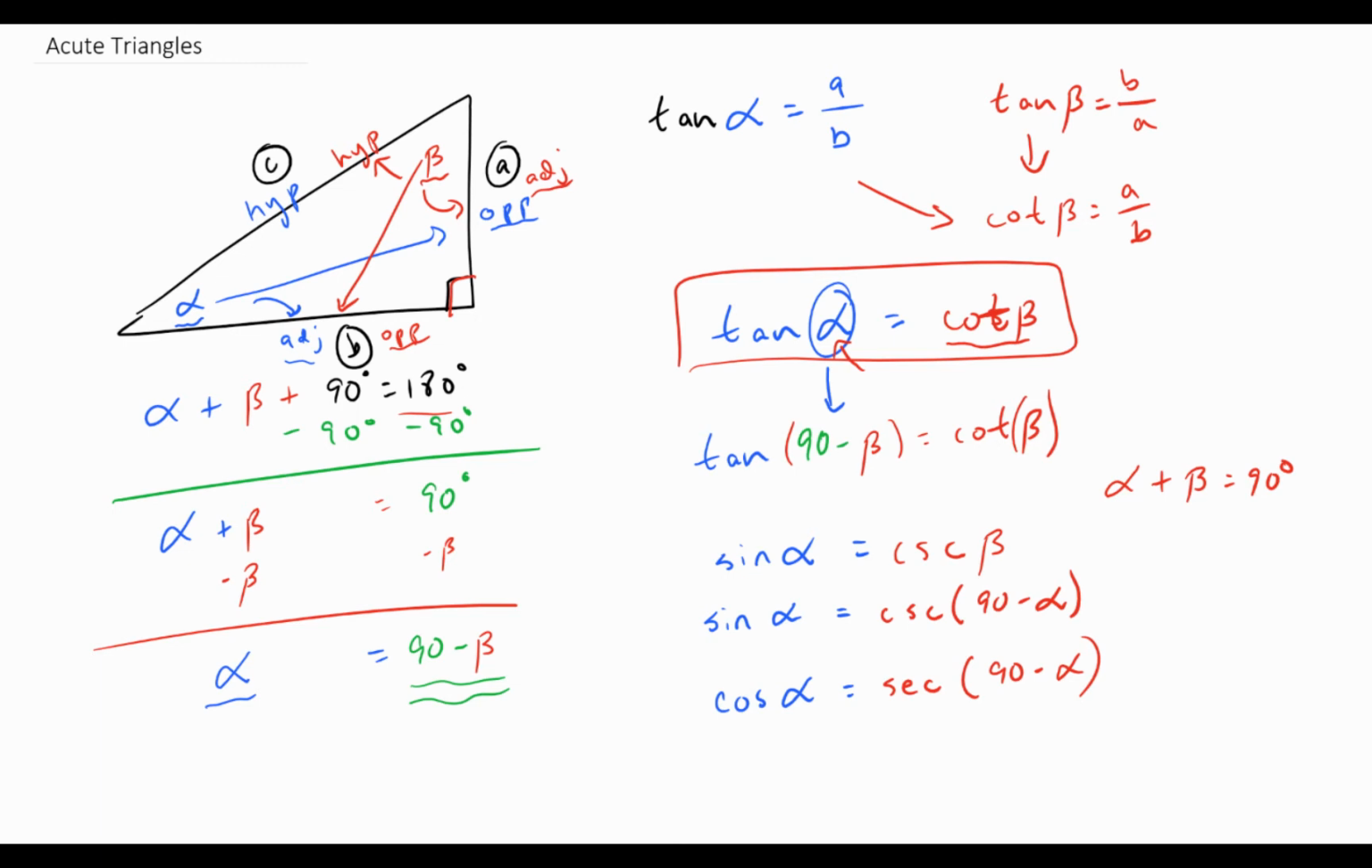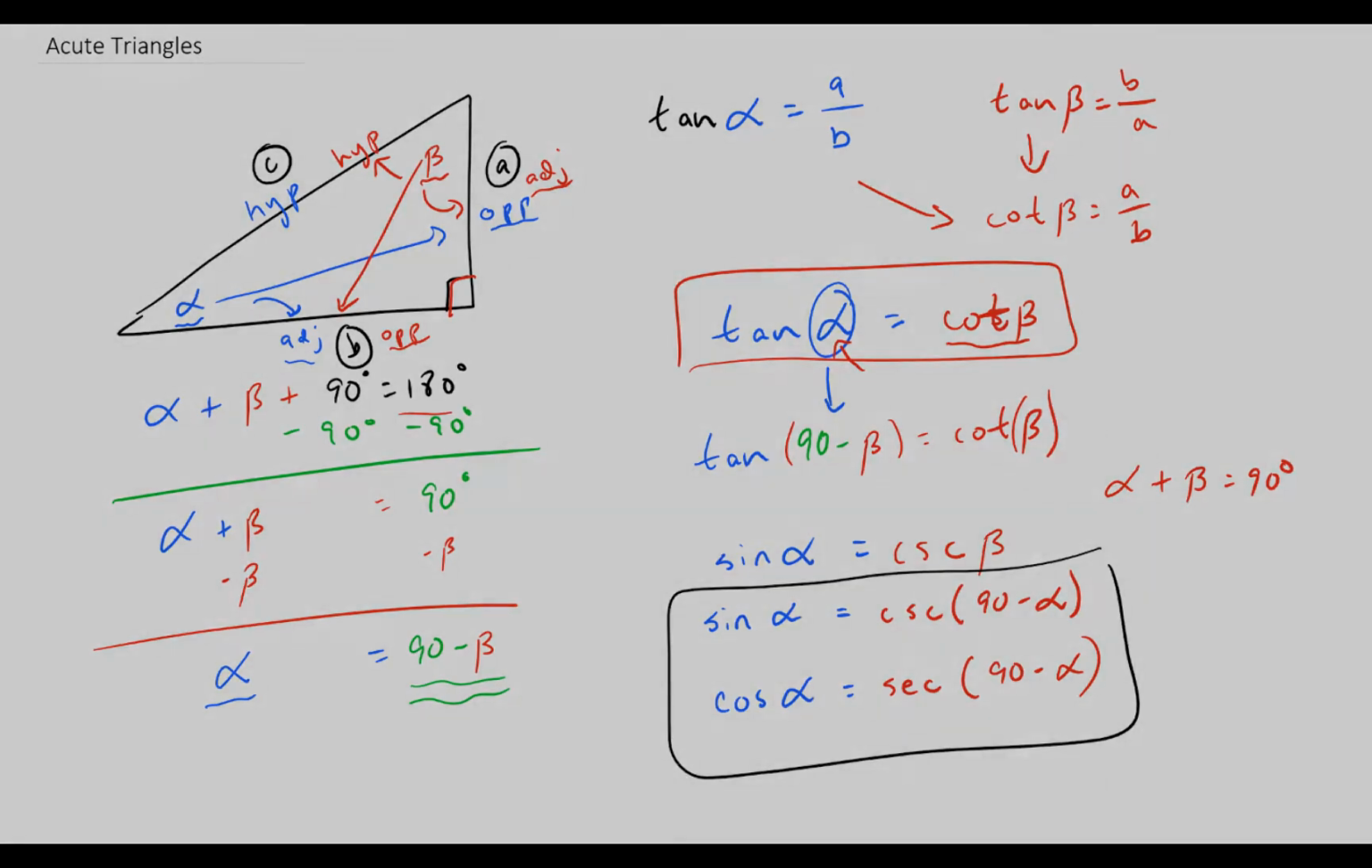And so what we wind up with here are these relationships where if we already know one of the trig values, finding the other one is relatively easy. It just reciprocates those values.